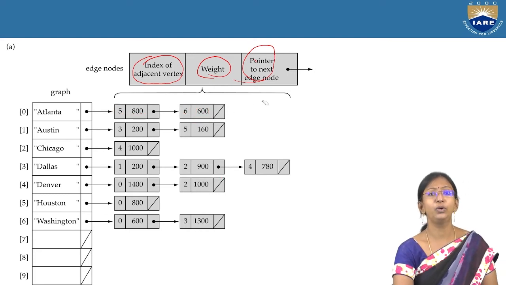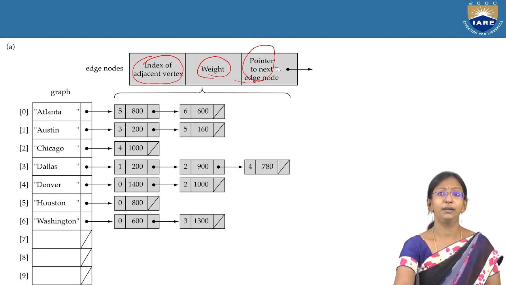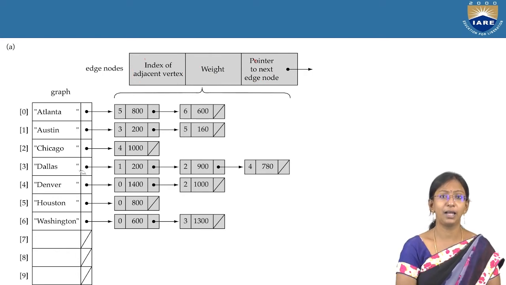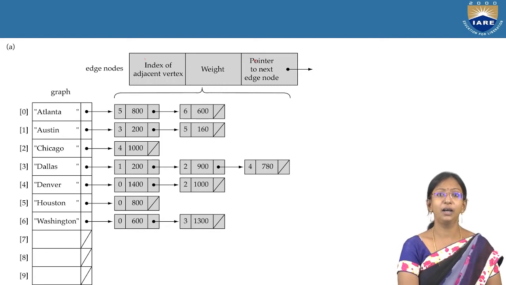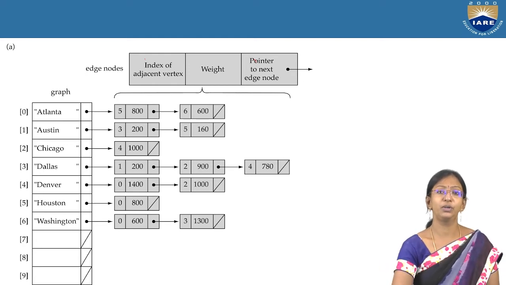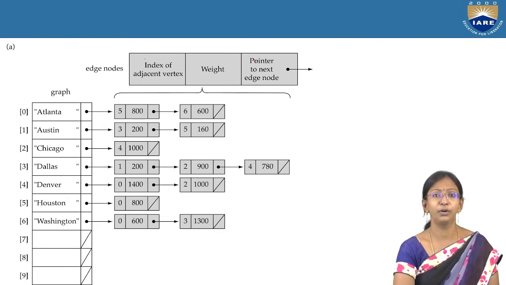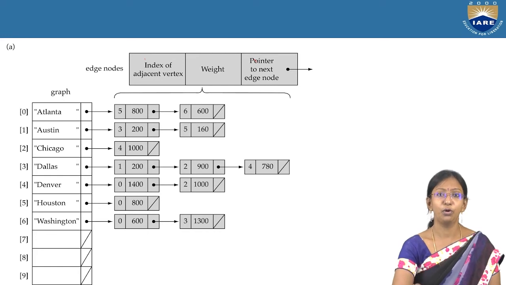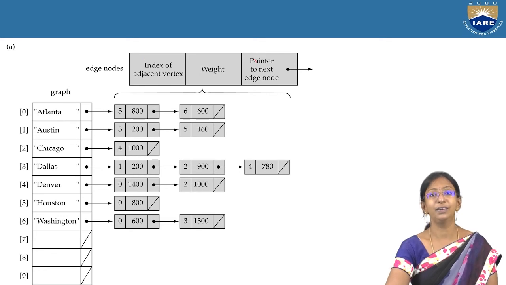So Atlanta has only 2 nodes as its neighbors, 5 and 6. So the pointer part of the second node is filled with null, saying that this is the end of the list. In this way, we can reduce the memory wastage. We can reduce it by storing the weight, node name, and the pointer to the next node in the form of a node, and link the nodes of a given vertex. Then it will be easy and memory wastage will be very, very less.